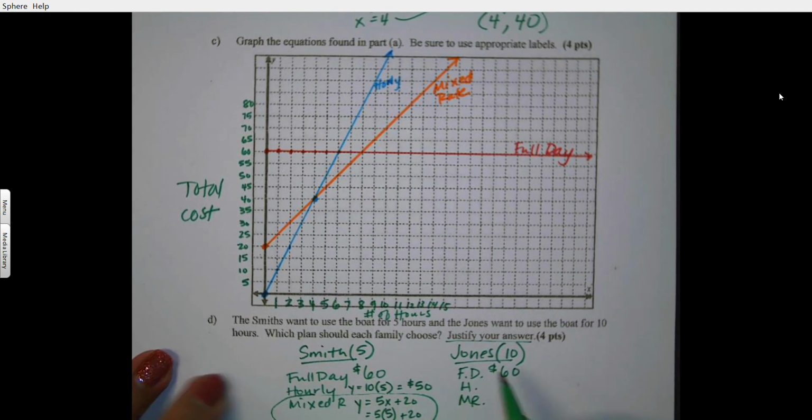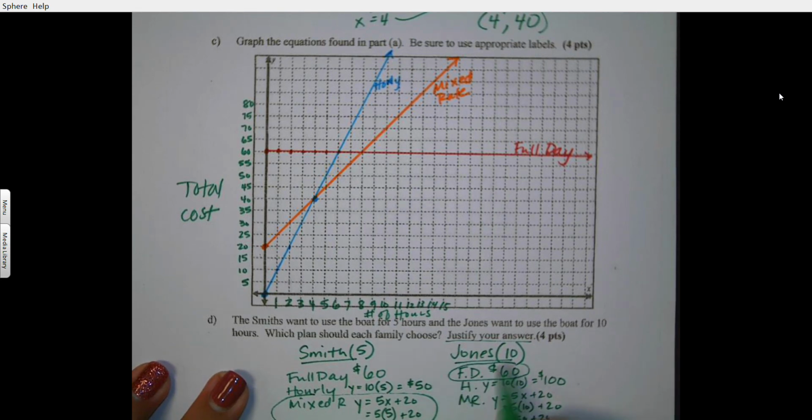Now the Jones family, full day costs us $60. Hourly, if I want to use it for 10 hours, so this is y is equal to 10 times 10. It's going to cost them $100. So I definitely don't want to use that. Mixed rate, I'm going to do 5x plus 20. So this is 5 times 10 plus 20. This is 50 plus 20. This is $70. So what do they want to use? They actually want to use the full day.